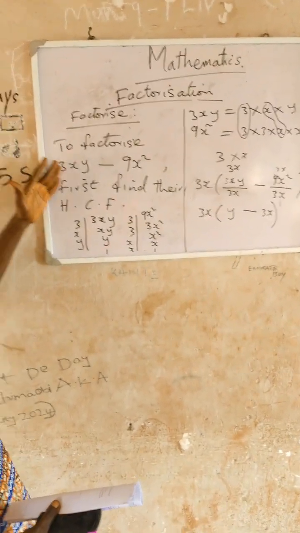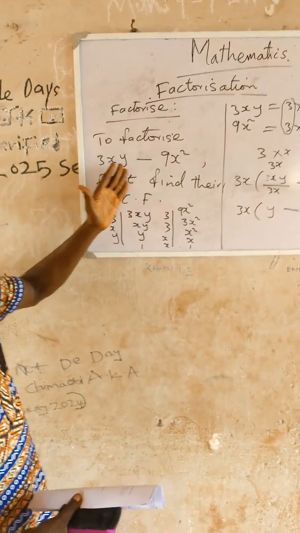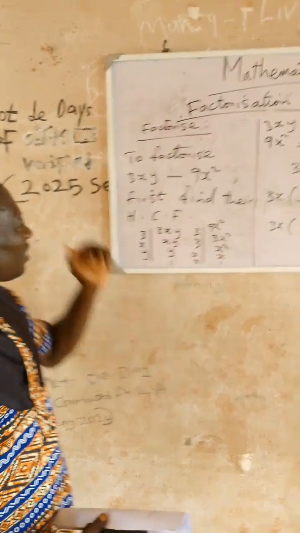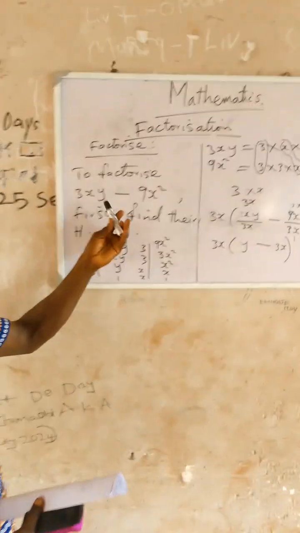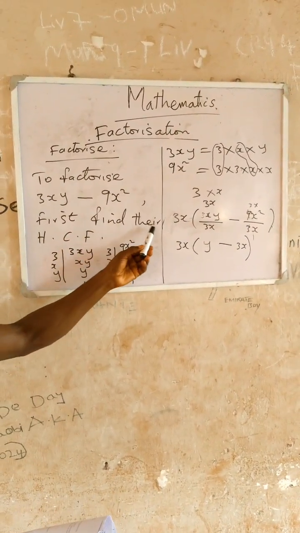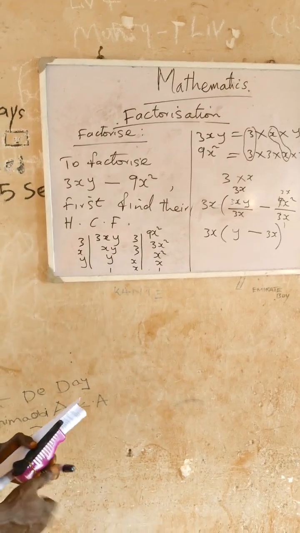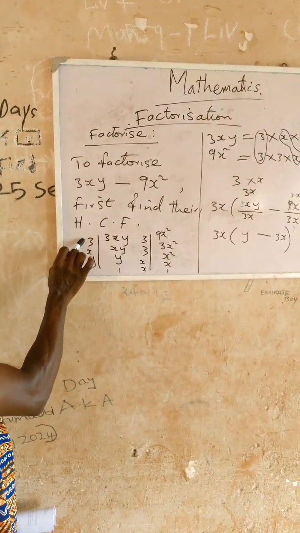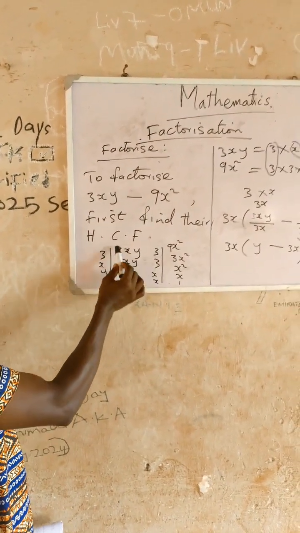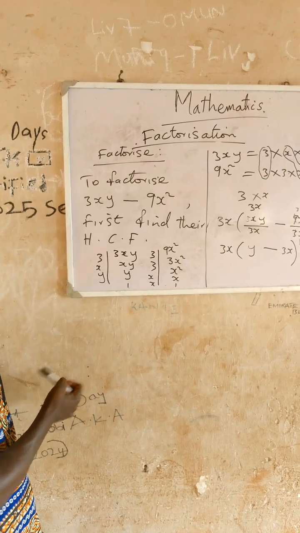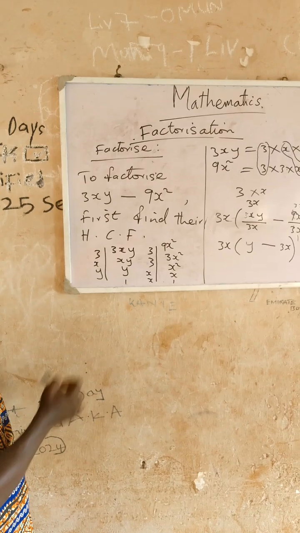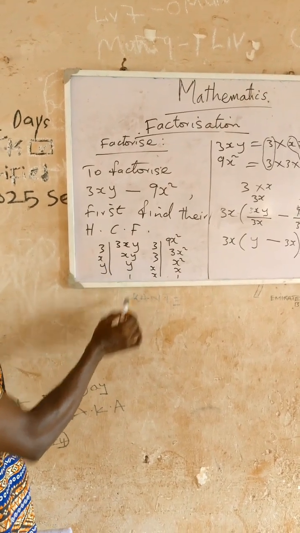About factorizing this expression, 3xy minus 9x squared. What do we do first? Find their HCF. This is where we're finding the HCF, by using the smallest number to divide them. 3 divided into 3xy will give us xy. x divided into xy will give us y. y divided by y will give us 1.